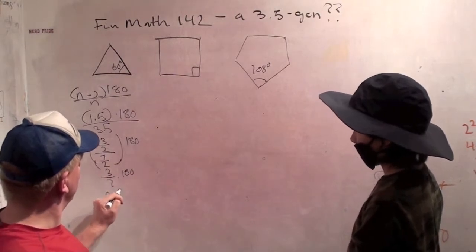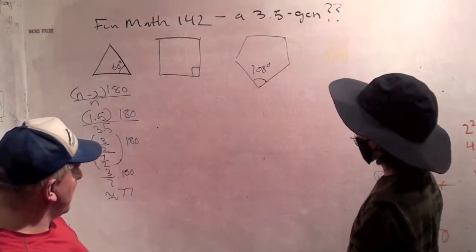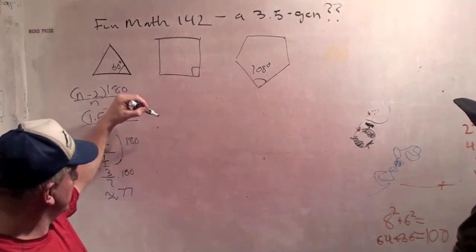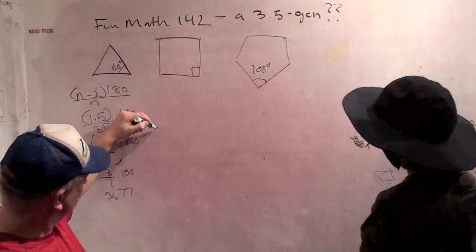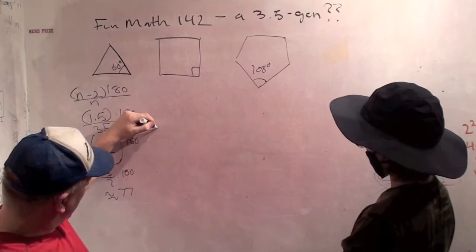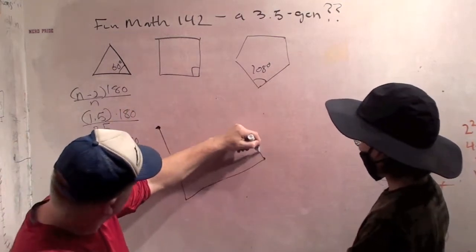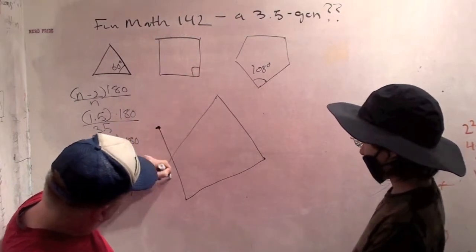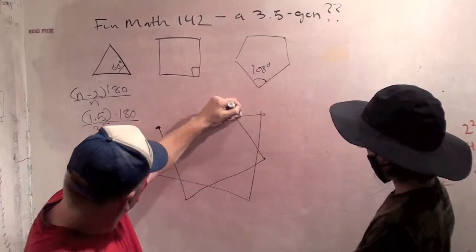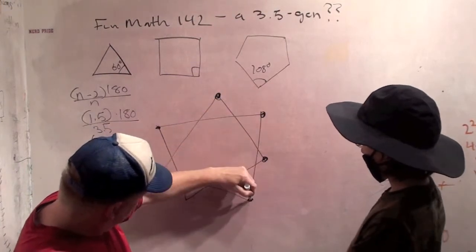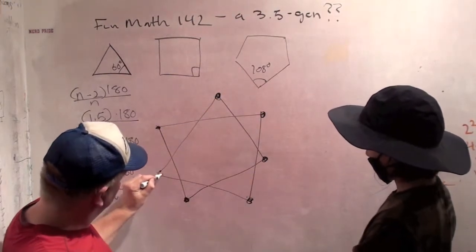This is about 77. So he said, I'm just going to make 77-degree angles, and you can probably see the dots on the screen because I had to do this ahead of time just so I wouldn't draw it all goofy. But he said, I'm just going to start at a point, go off, and make these 77-degree angles. And you get a 3.5 gon.